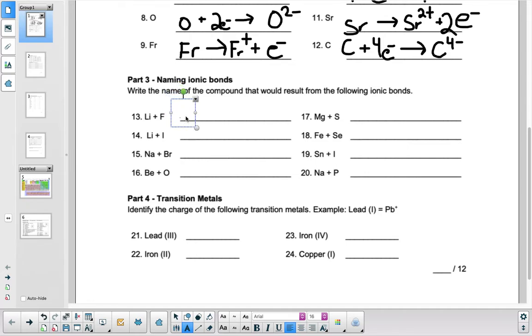So our first one, we would have lithium, and then fluorine would change to fluoride. For 14, we have lithium again, and this time we have iodine. We're going to change it to iodide. 15, we have sodium and bromine. Bromine is going to change to bromide.